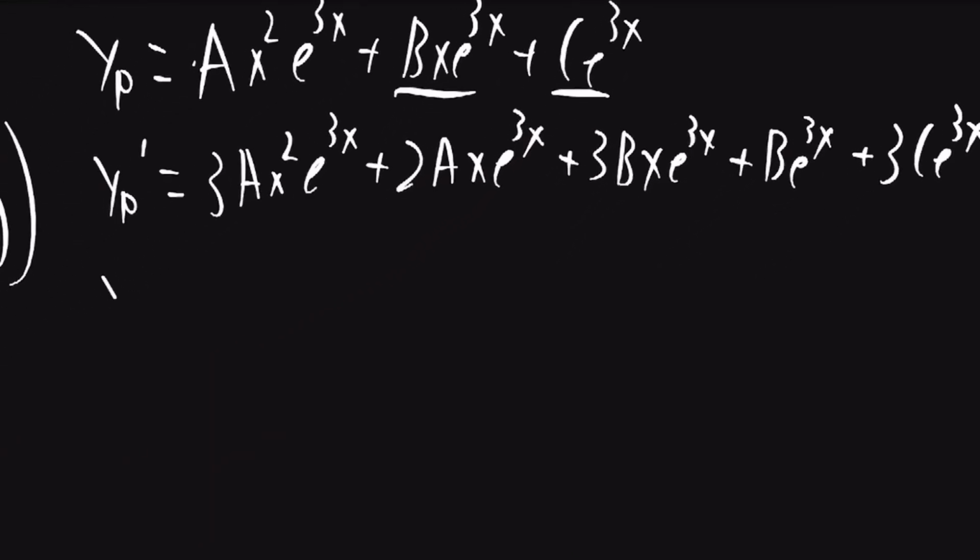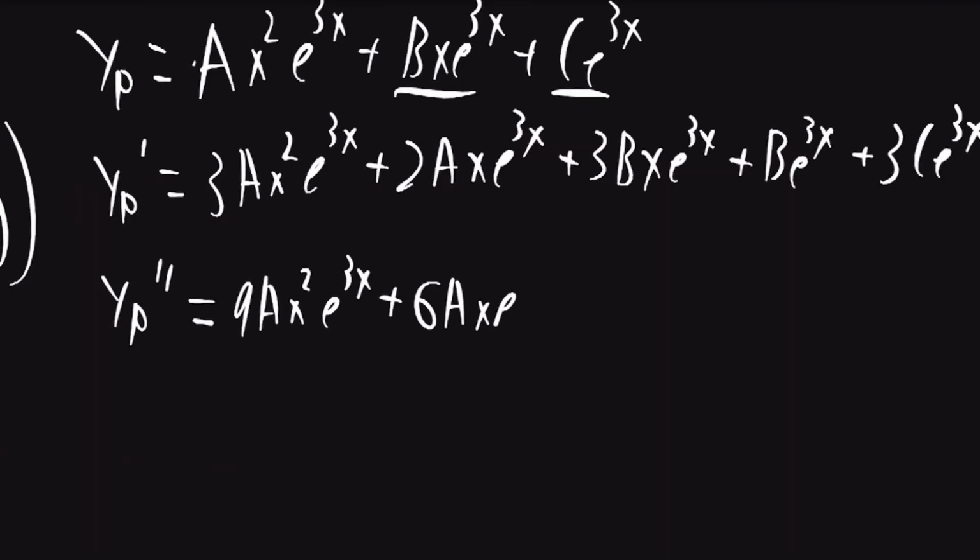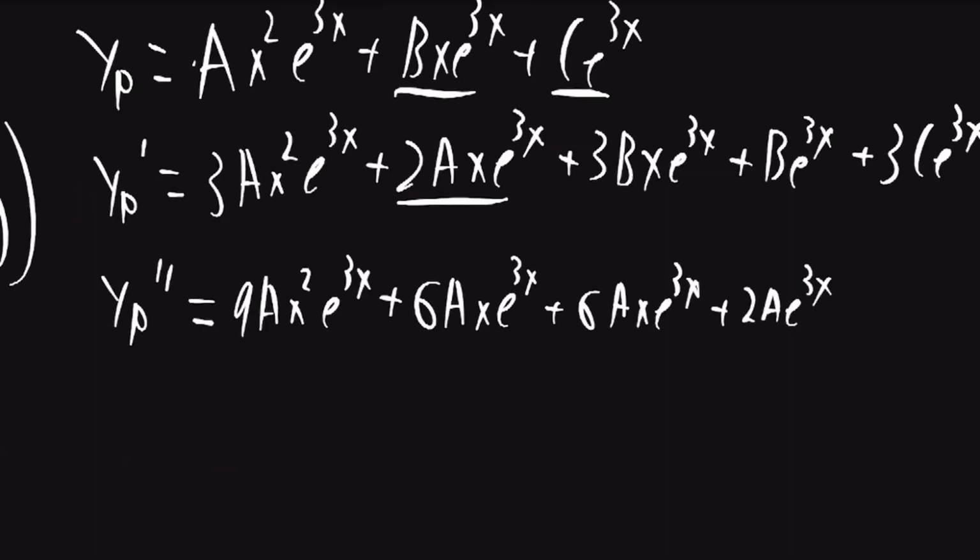We have to take the derivative again, so yp double prime is going to be equal to, again for this first part, I'll use the product rule, same as I did before. We'll get 9a x squared e to the 3x. The second term, we'll get 6ax e to the 3x. For this next term, I'll use the product rule again, same as I did before. We'll get 6ax e to the 3x plus 2a e to the 3x.